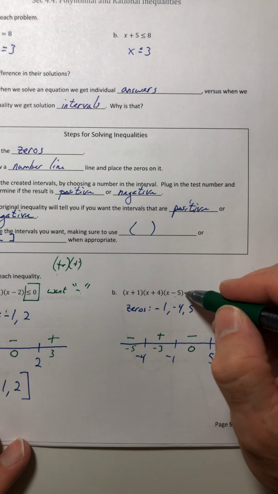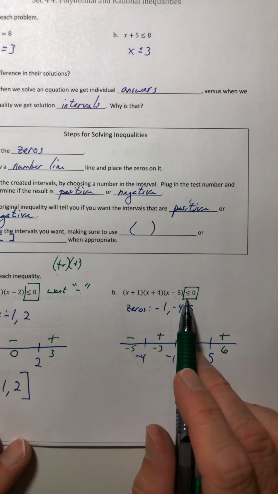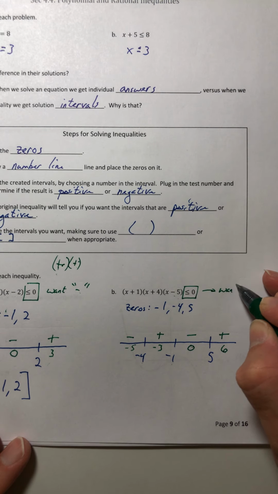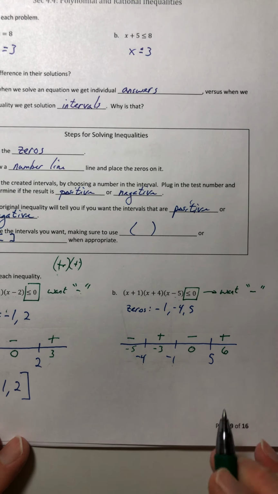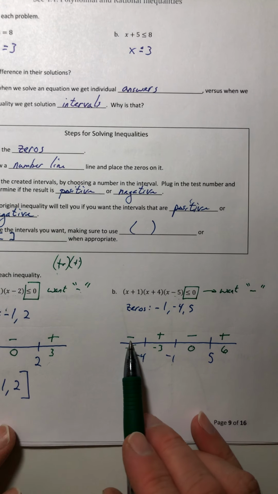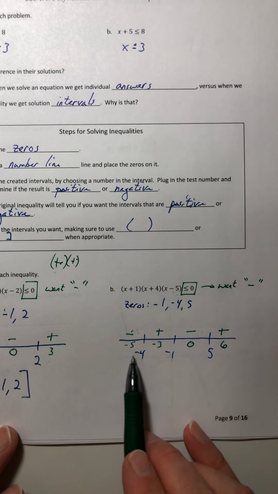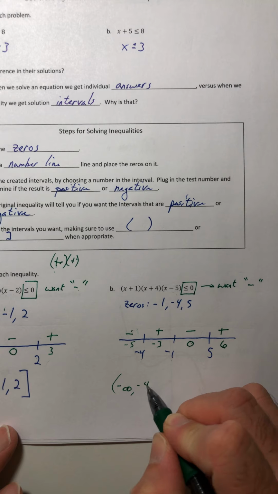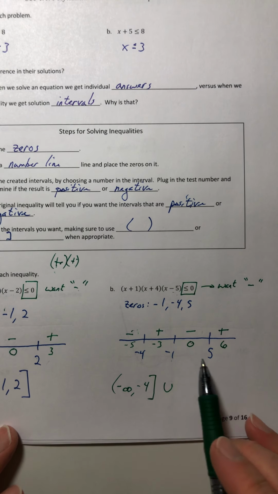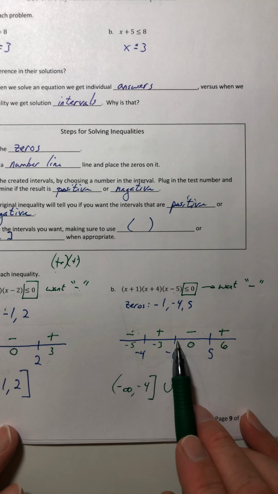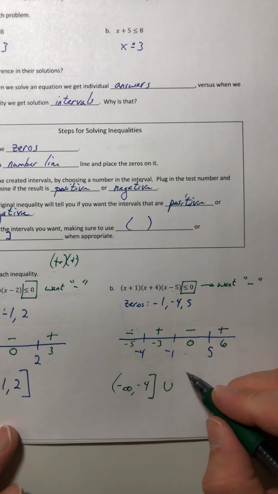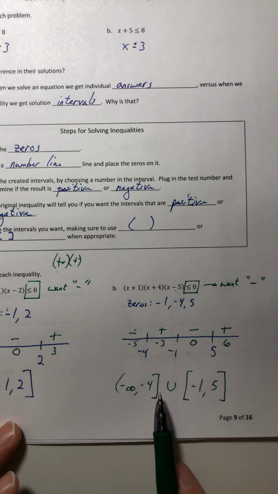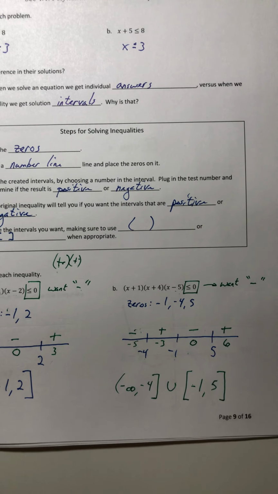So I want to go back and look at this inequality again, and it's less than or equal to 0. So I want those negative signs. The negative signs are in two different intervals. They're from -4 on down, so that'd be -infinity to -4. And then I've got another one sitting in between -1 and 5, just like that. And I use the brackets again because it's got the equal bar.